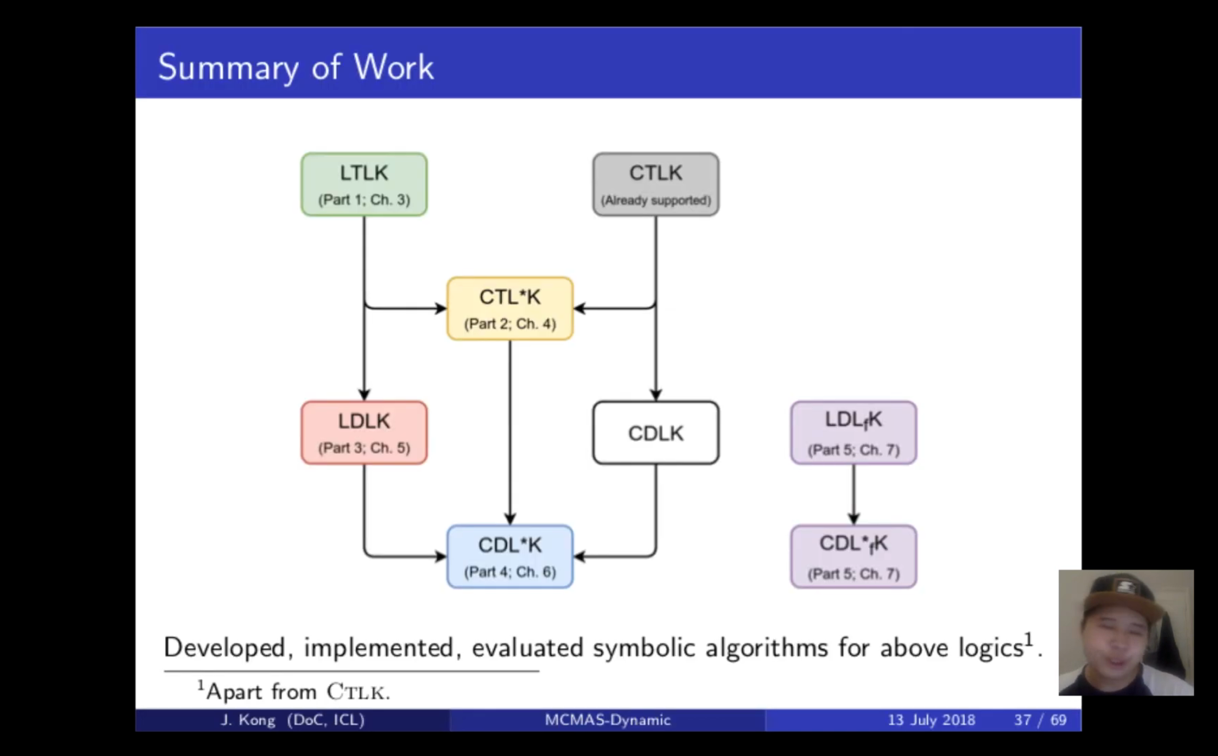Okay, so in conclusion, over the course of this project, we developed, implemented, and evaluated symbolic algorithms for a variety of increasingly expressive temporal and epistemic logics. So this started with LTL, then went to CTL star, to LDL, to CDL star, and then to finite trace versions of the last two.